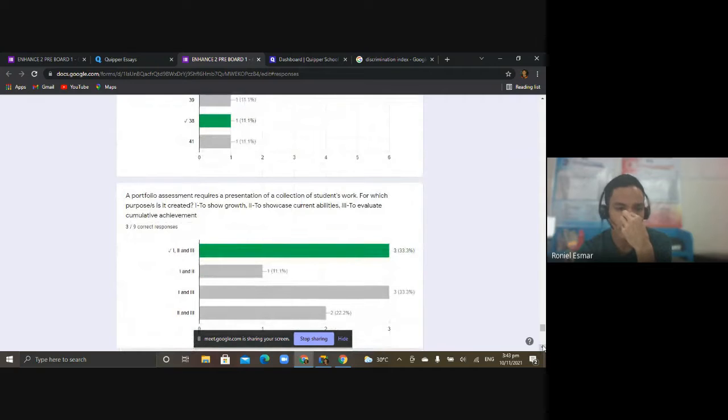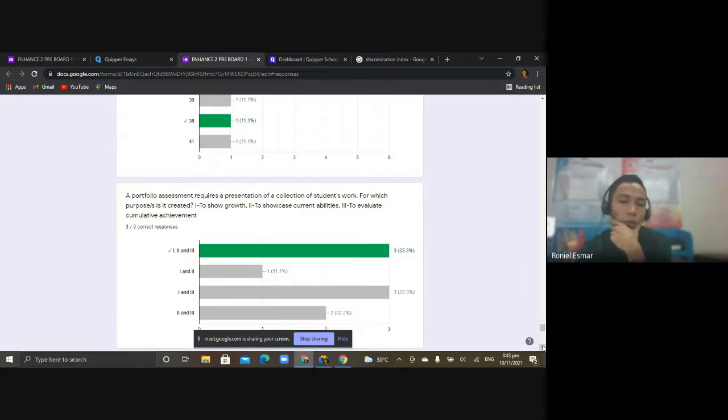Next item. A portfolio assessment requires a presentation of a collection of students' work. For which purpose or purposes is it created? Is it number one, to show growth? Yes, it's to show growth, because that's one of the reasons why portfolio assessment came into existence in the first place. For us to evaluate the growth of our student for the entirety of the academic year. We can always see their improvement in learning.